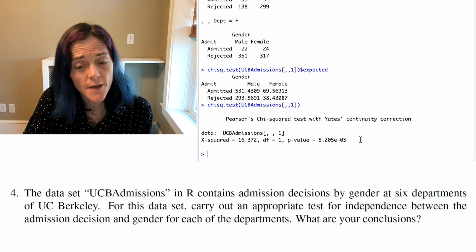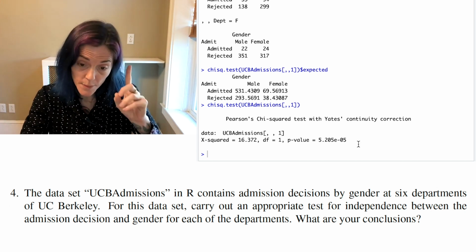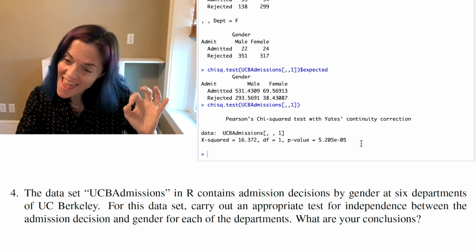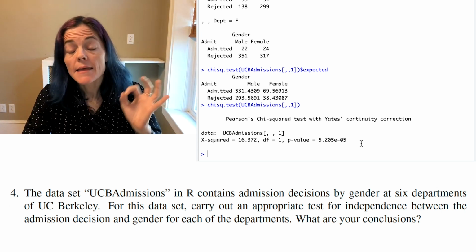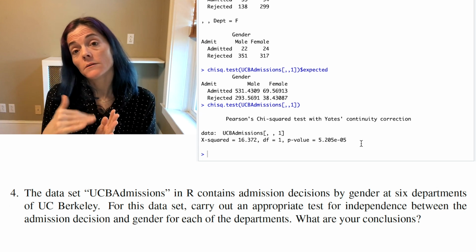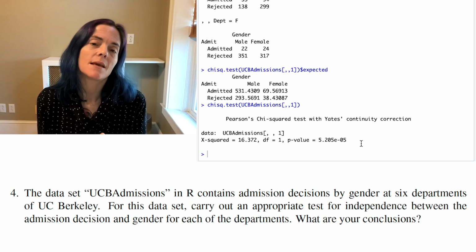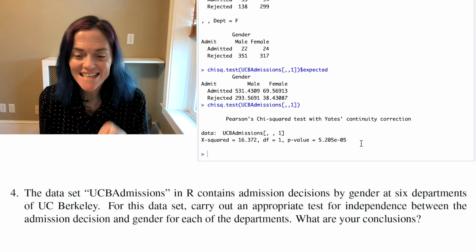You see, this is very significant. So we would reject the null for department 1 or department A as it is listed, that the row and column variables are independent, and we would declare there is some dependency here. There is some relationship here.